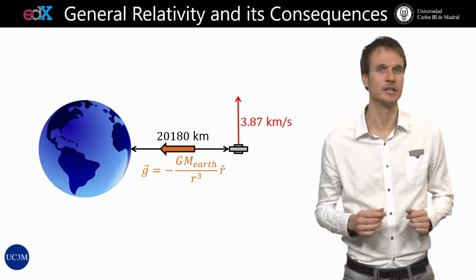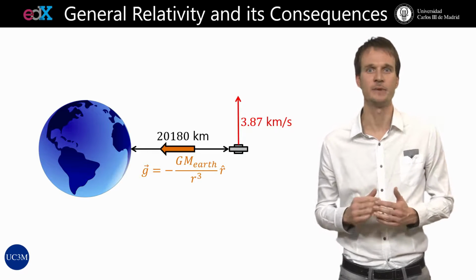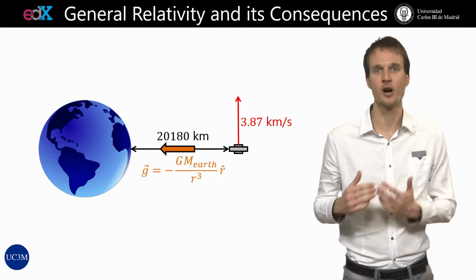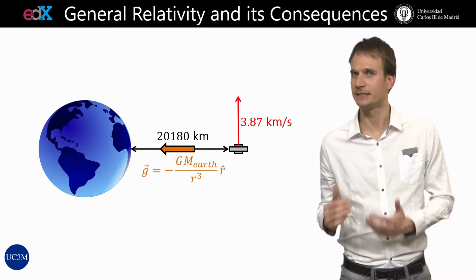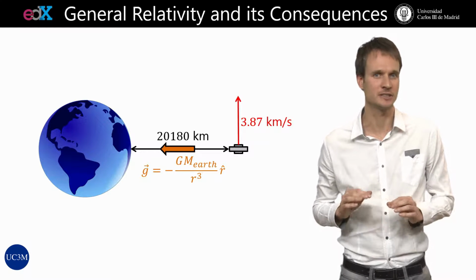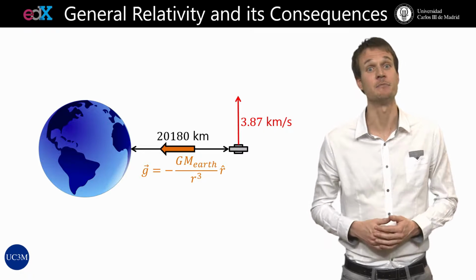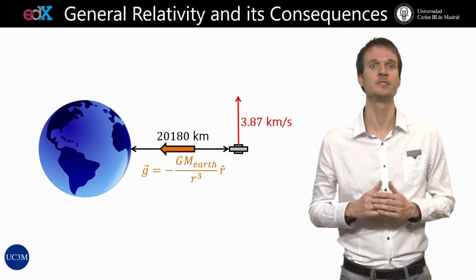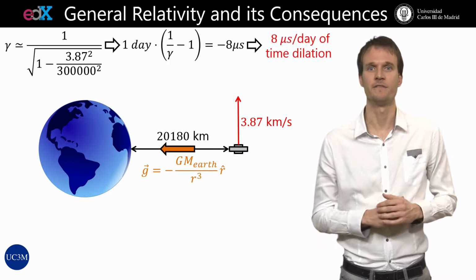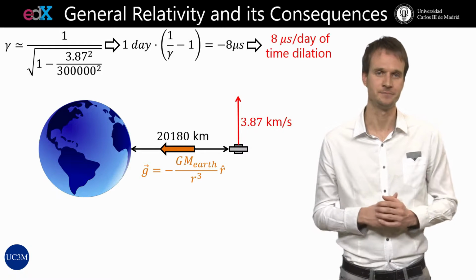Let us consider, for example, the case of the GPS satellites that you have already seen last week, orbiting at an altitude of 20,000 kilometers. Since they are orbiting at 3.87 kilometers per second, special relativity predicts a time dilation factor slightly bigger than 1, meaning that their time should flow slightly more slowly than for an observer at rest on the Earth. If we do the math, we find that such a time dilation should be 8 microseconds per day.